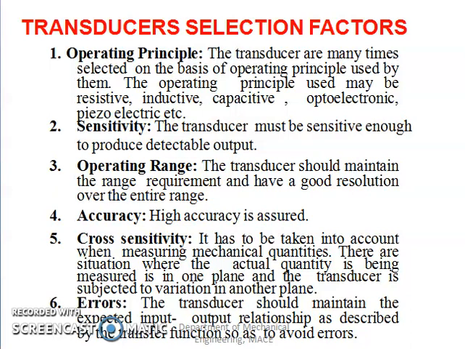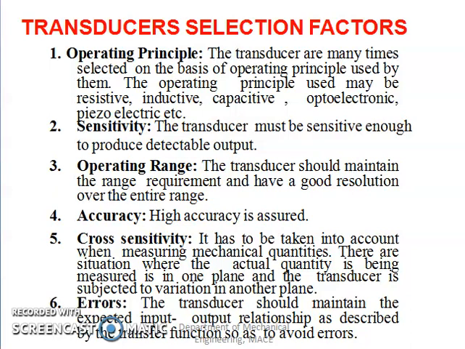Another factor taken into consideration for transducer selection is sensitivity. Usually we select a very sensitive transducer which is enough to produce a detectable output. Then the third factor is operating range. So usually we select a transducer which meets the correct range requirement and has a good resolution over the entire range. And the fourth factor is accuracy. Usually we prefer high accuracy for getting good results.